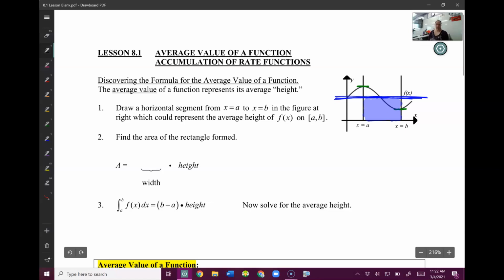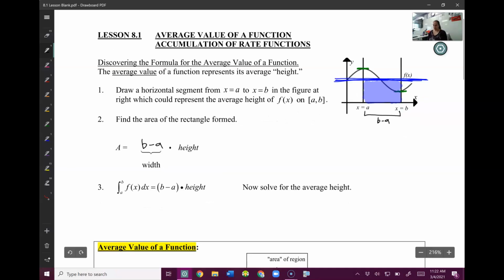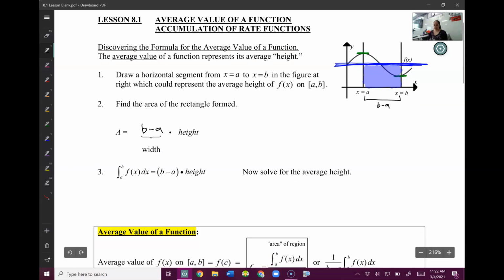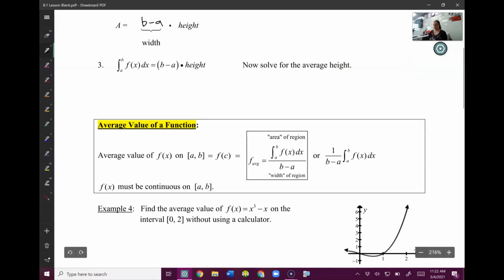So a rectangle is length times width. So the width is from a to b. So the width is going to be b minus a. That'll give me how wide that is. And the height is right there. So we could say that the integral from a to b is b minus a times the height. If we solve that for the average height, we end up with this equation.